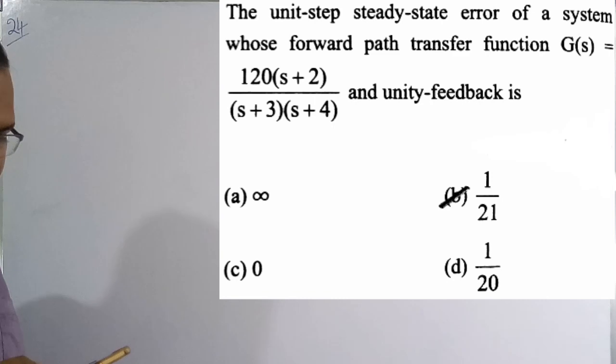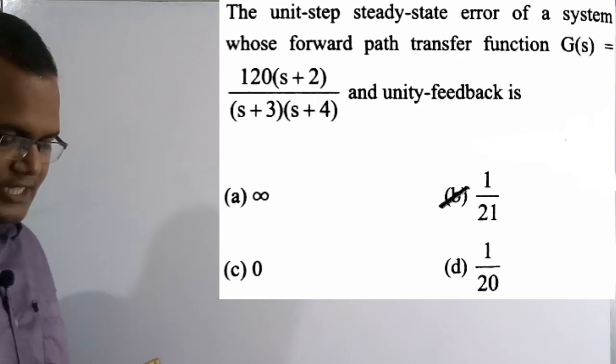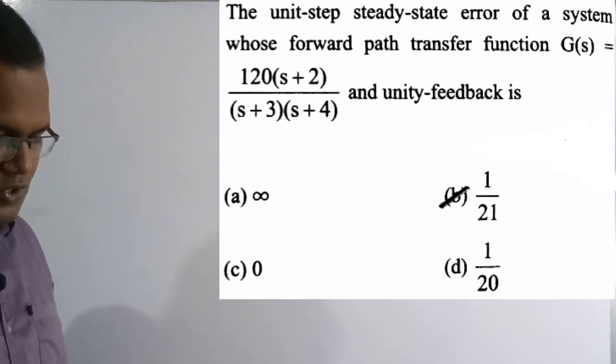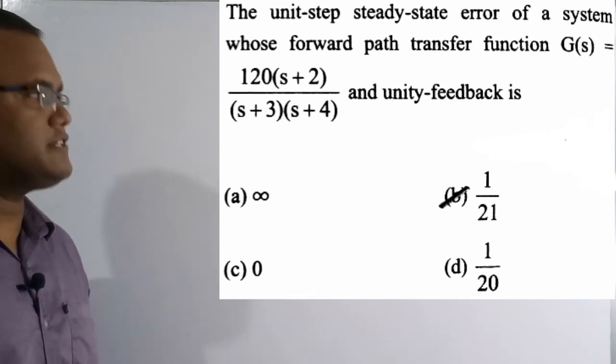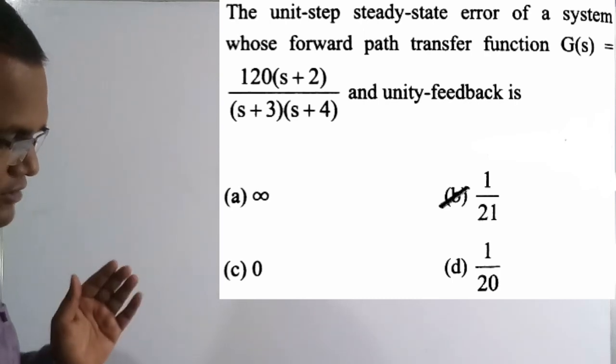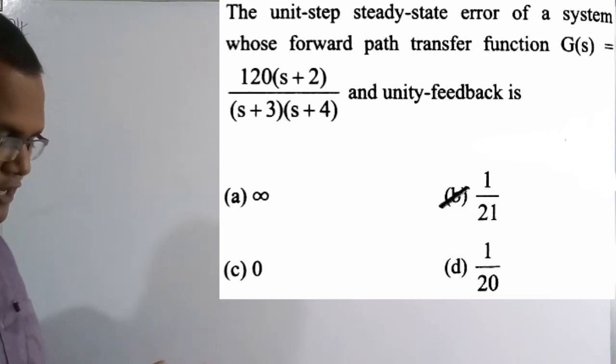So now we are going to solve the 24th question. See the question here. The unit step steady state error of a system whose forward path transfer function G of s is equal to 120 into s plus 2 by s plus 3 into s plus 4 and unity feedback is. So here they have given a G of s and also H of s value will be equal to 1.